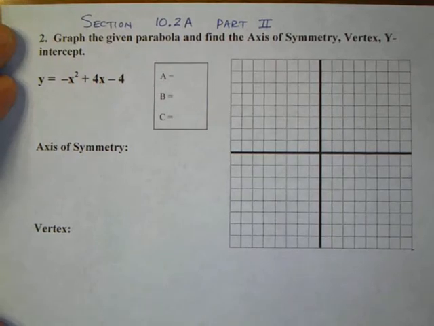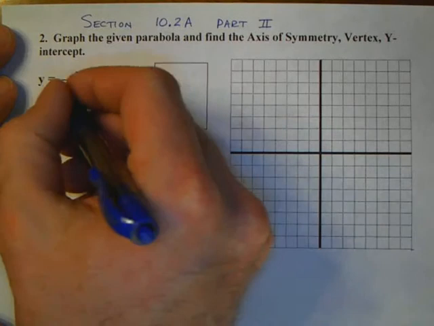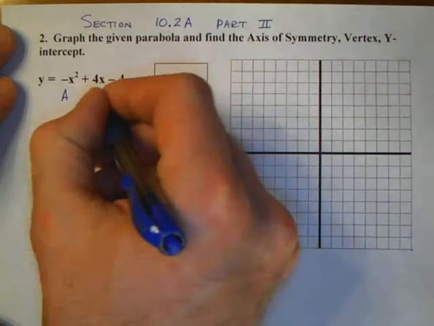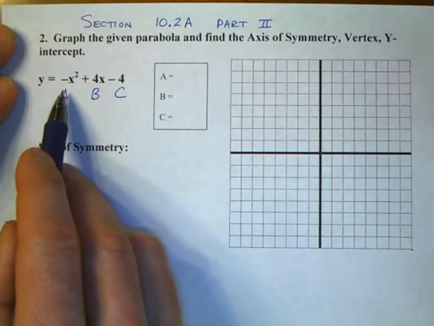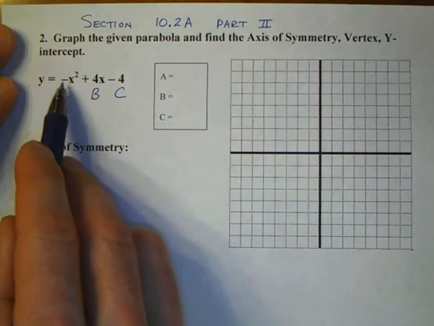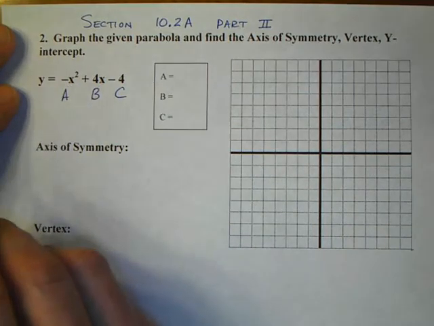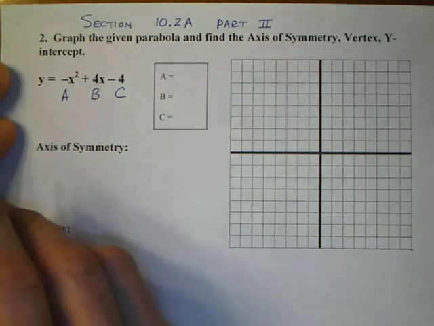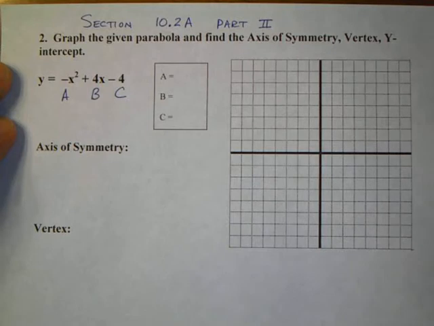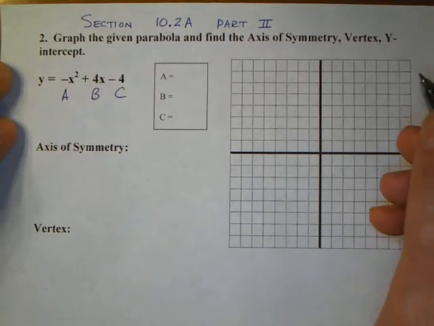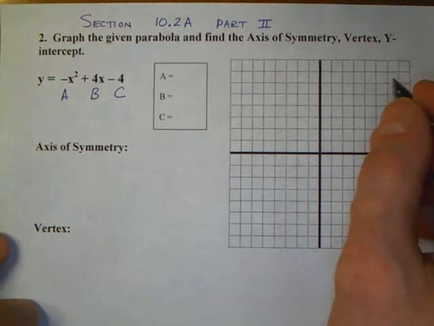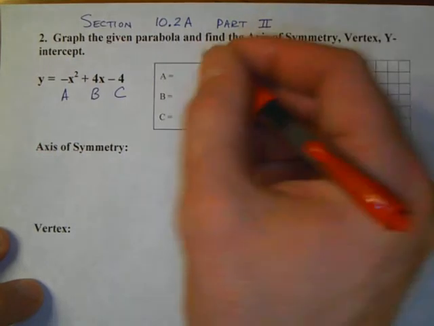Here's our next problem. We're on section 10.2a part 2. The first thing we're going to do is try to identify our values of a, b, and c. Now, even though there's not a number in front of the x squared, there is a minus sign there, so we have to figure out what our value of a is. I've asked one of our students in algebra to help us. He's in college algebra this year, but we're going to see if he remembers what we do on a parabola.